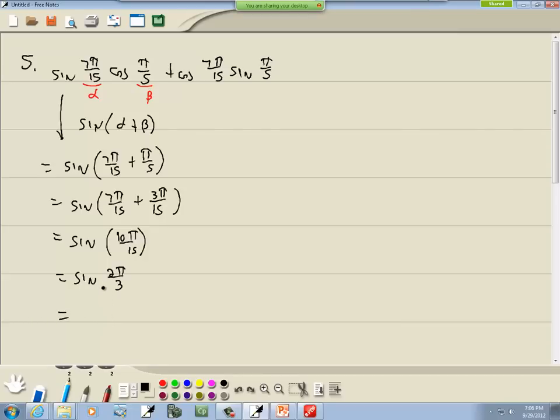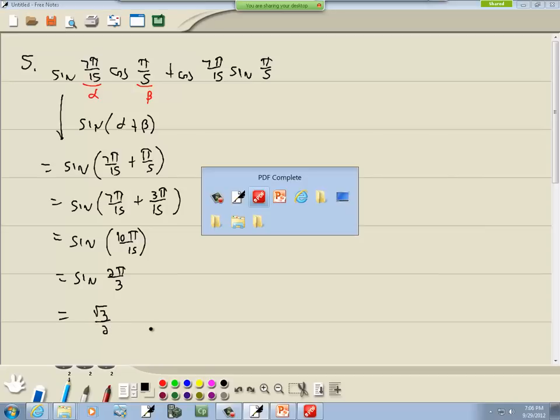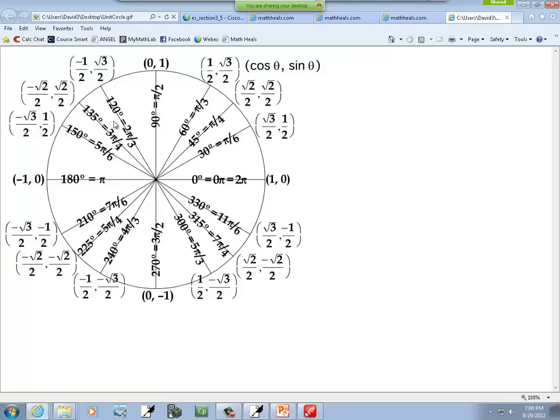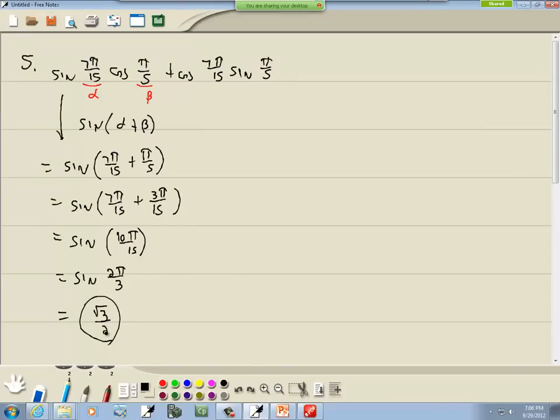Now, sine is our y part, which is at 2 pi over 3. 2 pi over 3, square root of 3 over 2. So that's our answer.